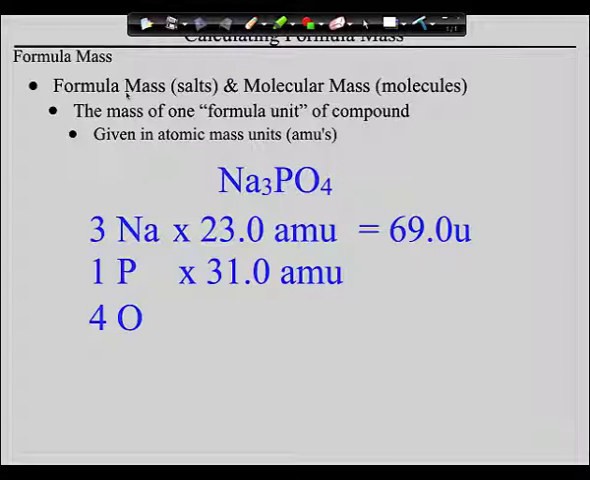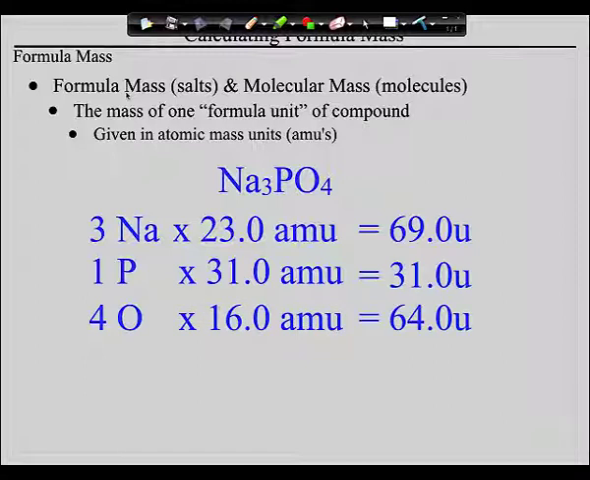But guys, notice what we're doing with these. If sodium weighs 23 and there's 3 of them, multiply it and that's 69. If phosphorus weighs 31 and there's only 1, that's 31. And then guys, what does oxygen weigh? 16.0. 4 times 16 is 64. Notice guys that I'm labeling my numbers. You can label these as AMUs or just U's.